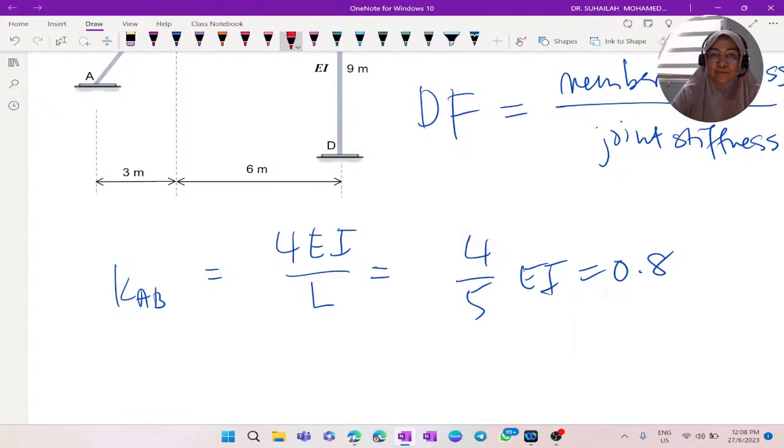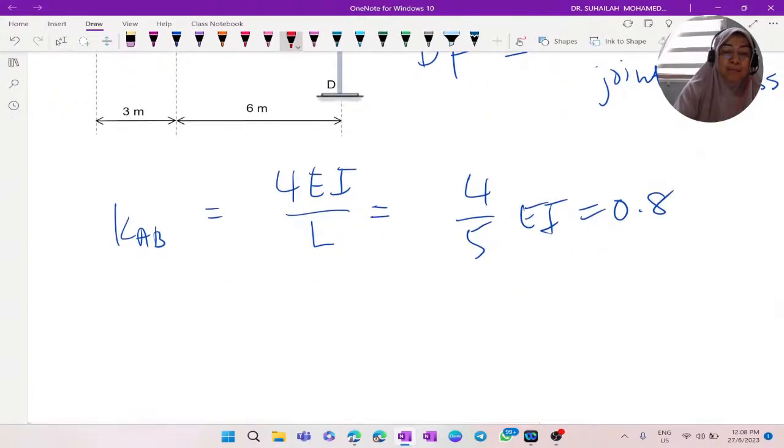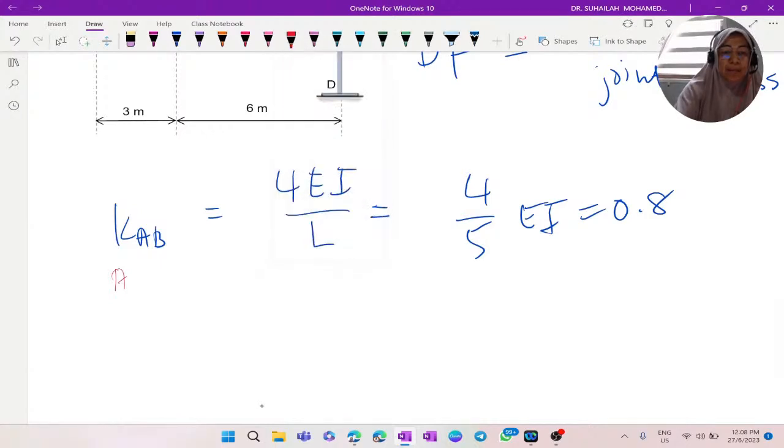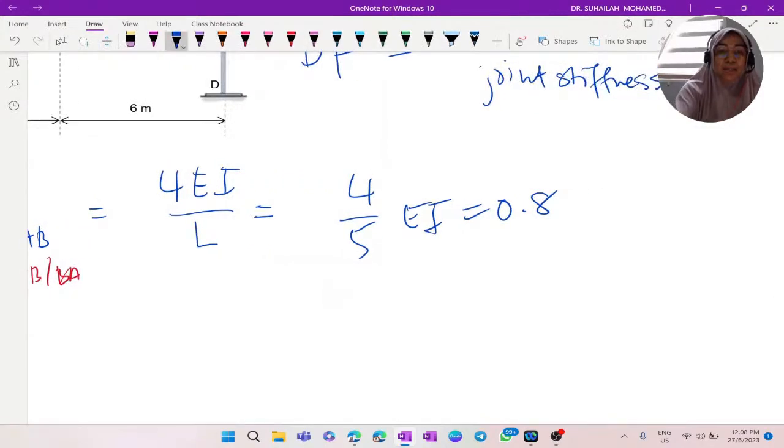Okay, don't get confused. K is for member, which means that AB and BA is the same thing. So KAB refers to AB and BA. It is 0.8 EI.